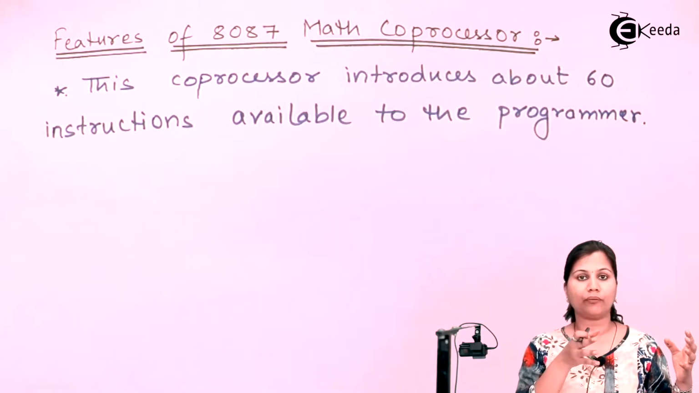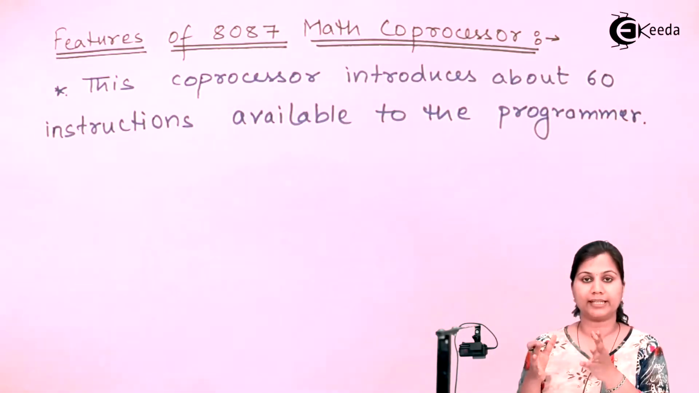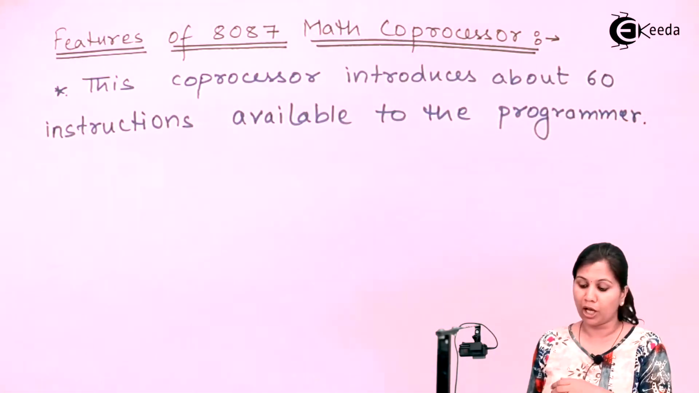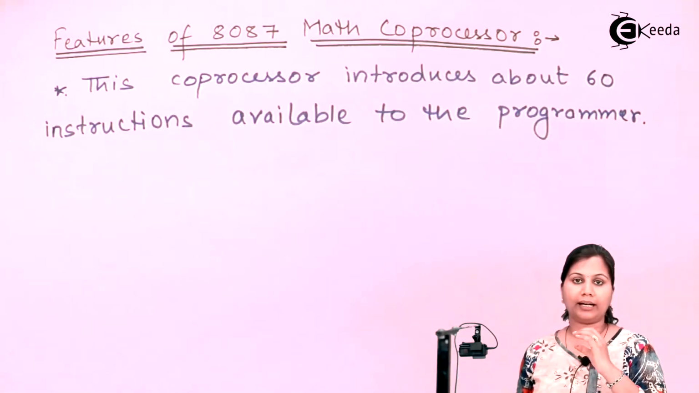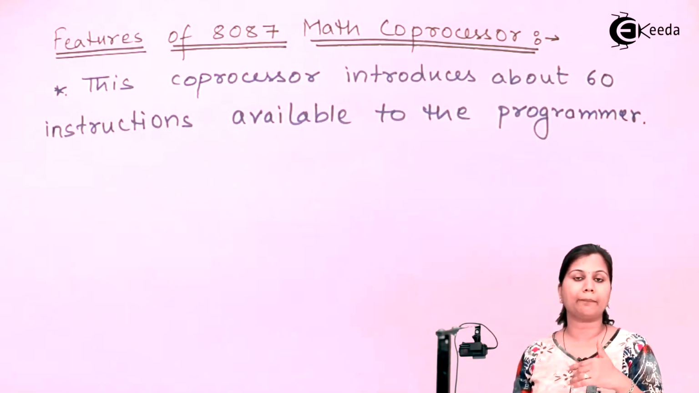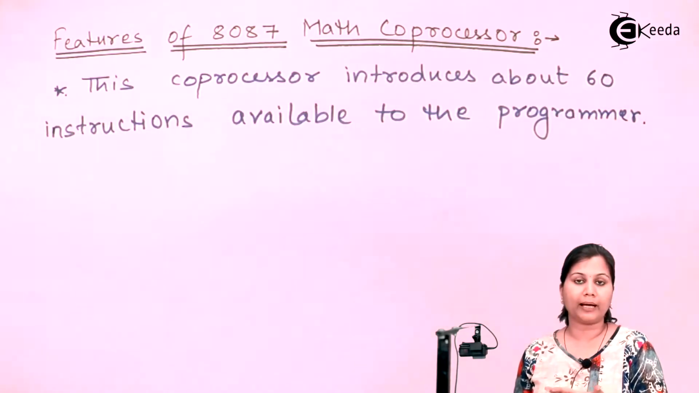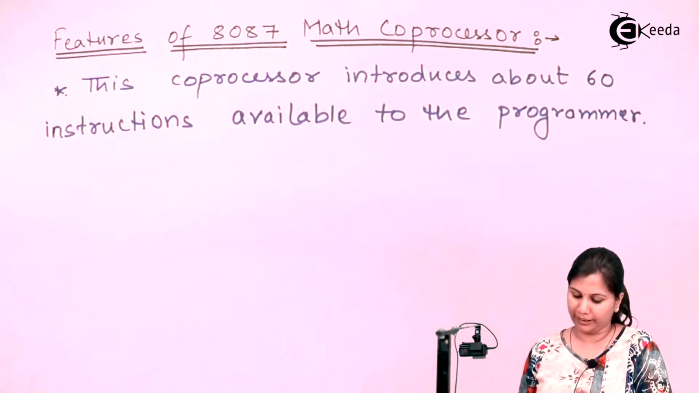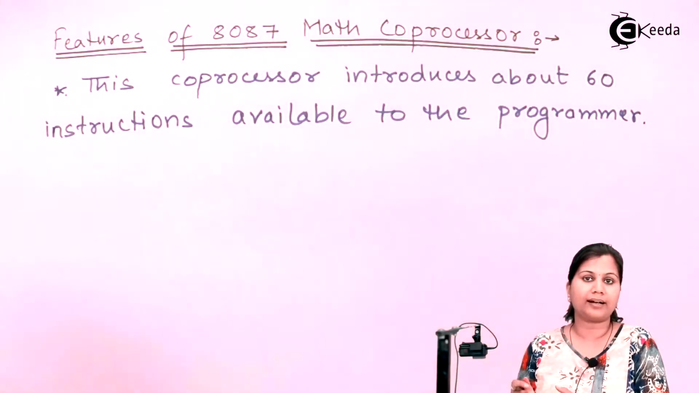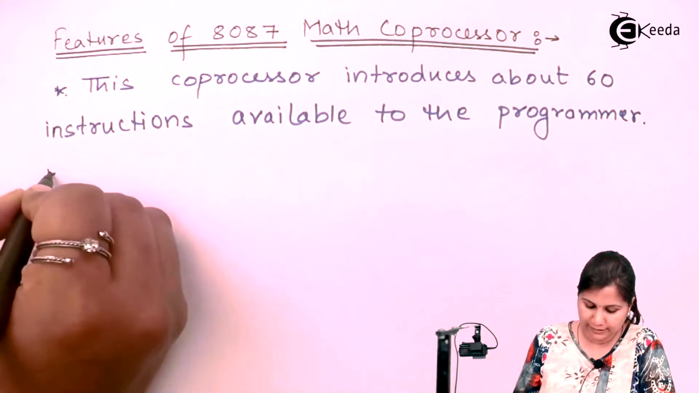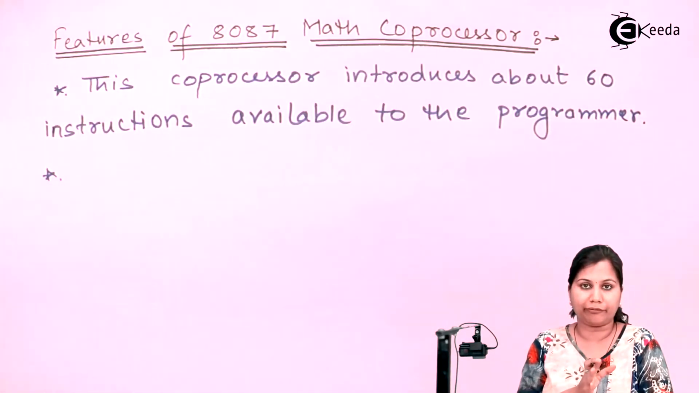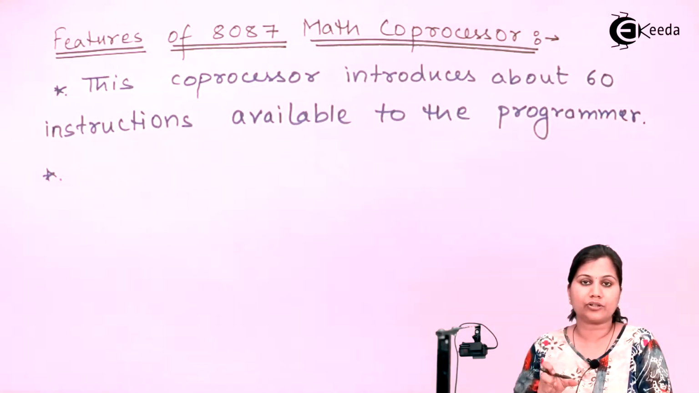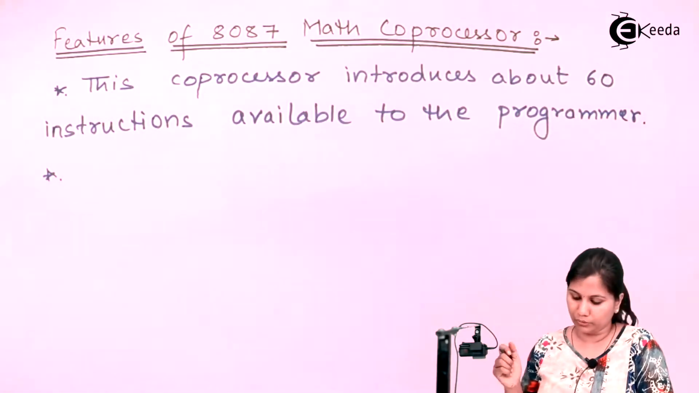Along with the instruction set of the microprocessor, it has 60 new instructions. We can say that the coprocessor has its own instruction set, and it is optimized in such a way that it can perform calculations on floating point numbers. High speed calculations can also be performed by it. So 60 new instructions are added to the instruction set of the microprocessor, and the mnemonics of all these instructions start with the letter F, which indicates that it is an instruction for floating point numbers.